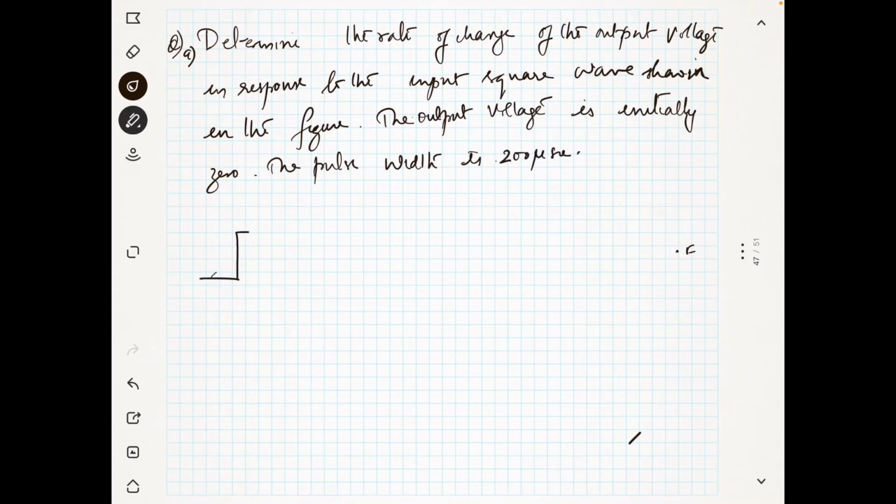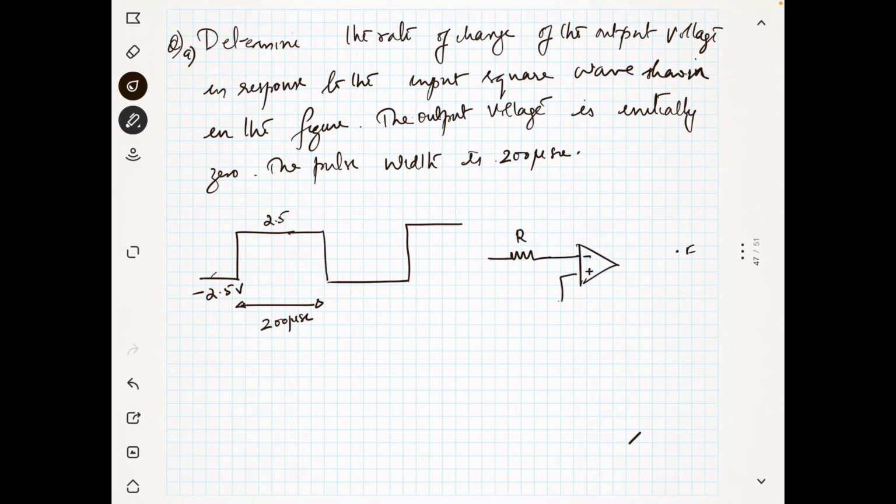Now this is the question. You are giving a voltage from minus 2.5 to 2.5. It is a pulse which is changing from minus 2.5 to 2.5, and again it is going like this, and the width of this pulse is given as 200 microsecond, and you have a circuit which is an integrator. It is an integrator with R, and minus plus, and you are giving this input V in to the capacitor. That's it. So this is the circuit.